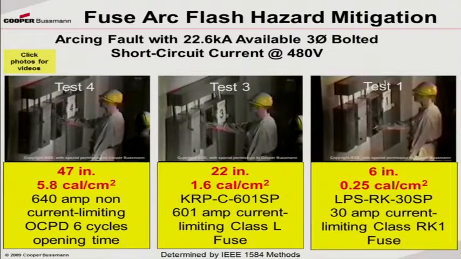Now, these are 3 different tests. In this first test, test number 4 here, test 3, test 2, but in this test that we ran, you have to be 47 inches away from where the arc is at so that your skin's not burned, so that you're not affected by the arc blast. In this one, you have to be 22 inches away, and in this one you can be as close as 6 inches. And it's different types of overcurrent devices that are being used that made the difference.